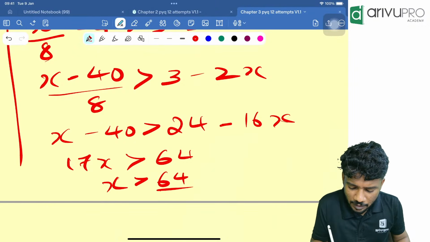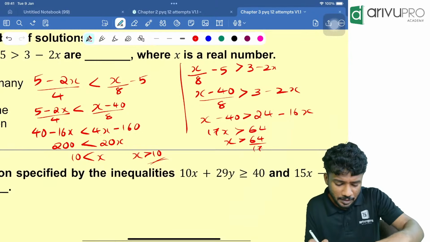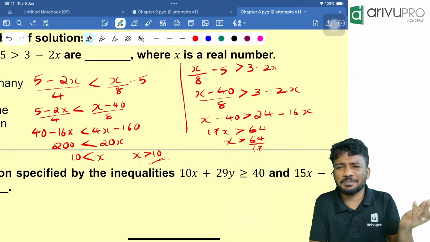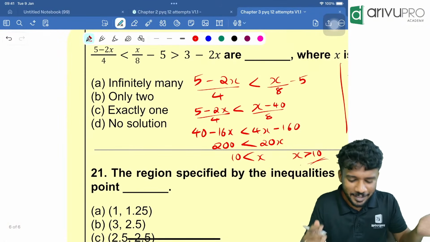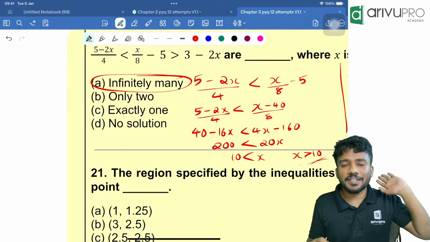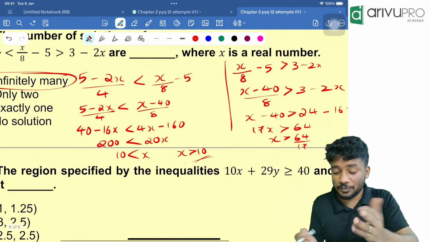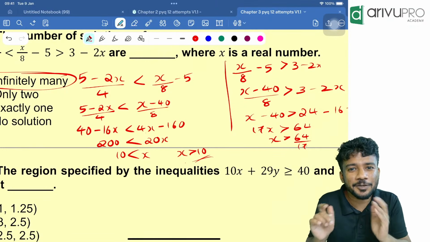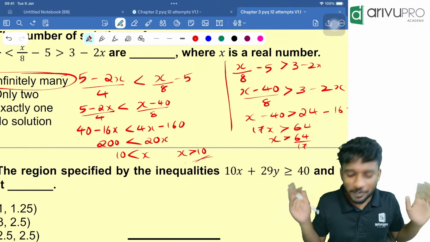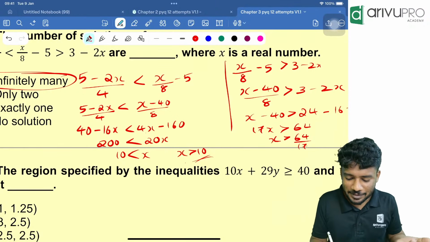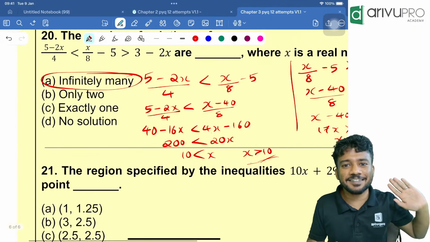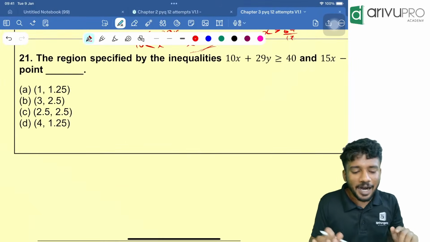64 divided by 17. Now people, if you look here, x is greater than 10, x is greater than 64 divided by 17. That means x is greater than some value, so it is not getting limited. So how many possibilities are there? Infinitely many possibilities are there. Even if the values which you take here are wrong, by some mistake you took some incorrect values, it doesn't matter, because you are going to get the right answer. Why? Because x is greater than both these values. That means still infinite possible values of x are there. So infinitely many values are there, people.